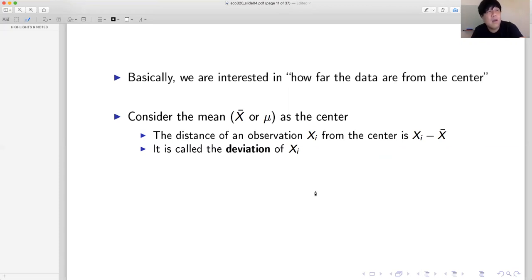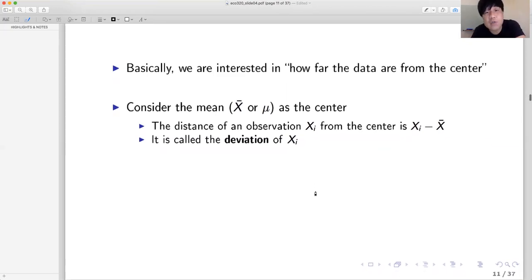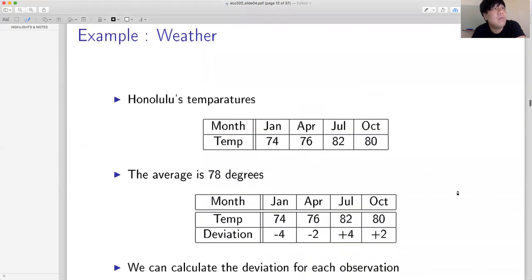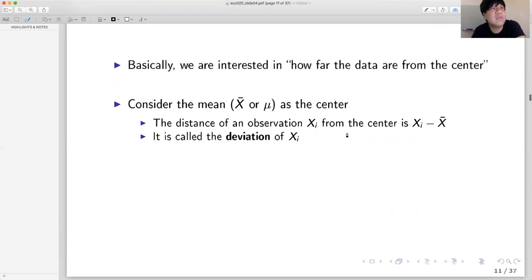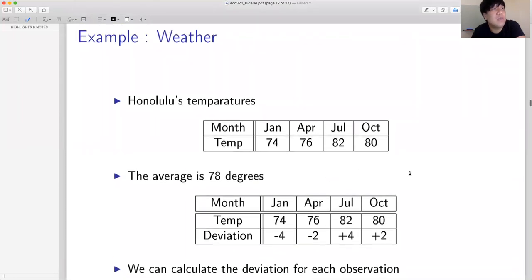It can be applied to many other things. For example, say the average high school GPA was 3.4. Then your GPA was 3.6. Then your deviation, the distance from the center, is 0.2. So these are some practical examples.